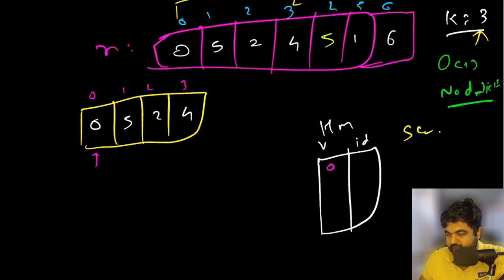We will add entry 0 over here, and its index value 0 as well. Again 5 is also not present, so we will add entry 5 over here, and its index value 1 over here. 2 is also not present, so 2 and 2. And again 4 is not present, so 4 and the index value is 3. So we add these 4 entries in our hash map.